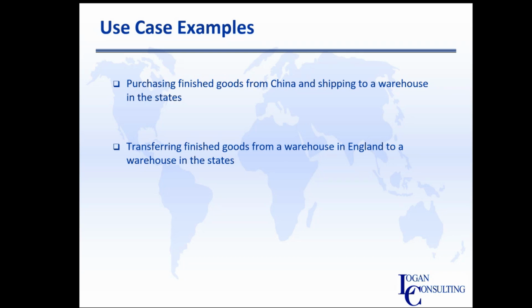And then another example would be transferring finished goods or raw materials from England to a warehouse in the United States within your same legal entity. Maybe you're moving inventory, your finished goods from England to a warehouse in the States so you can ship it within the States to 10 customers.